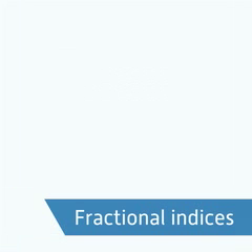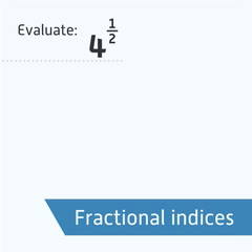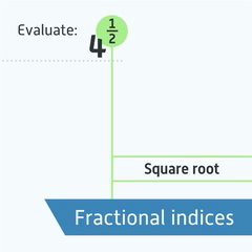This chapter is about fractional indices. You might see a number written to a power which is a fraction. Let's say you are asked to evaluate 4 to the power of 1/2. A power of 1/2 means a square root. So 4 to the power of 1/2 is the square root of 4, which is 2.